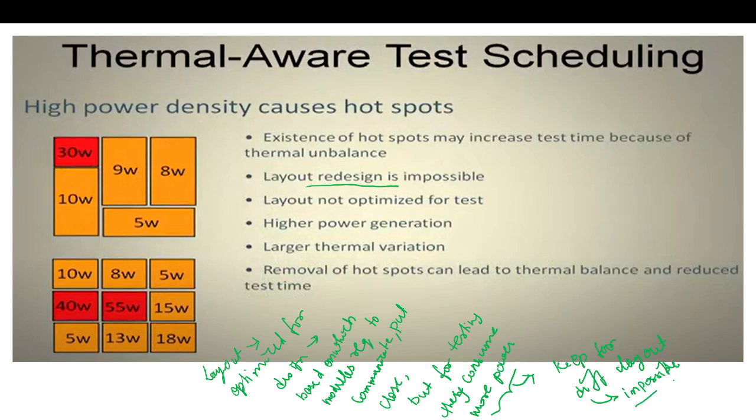And if we have a larger thermal variation, it will increase the delay more. So what is the method? Can we remove the hotspot and lead to thermal balance and reduce the test time?